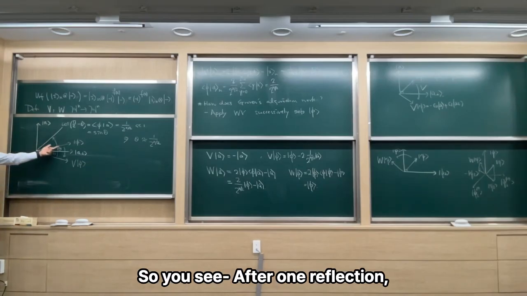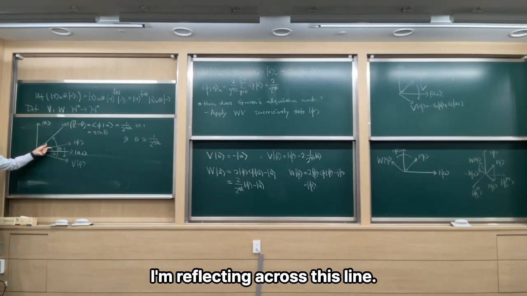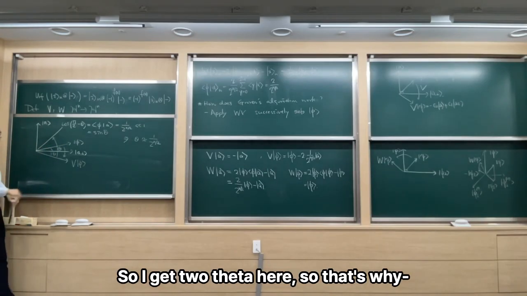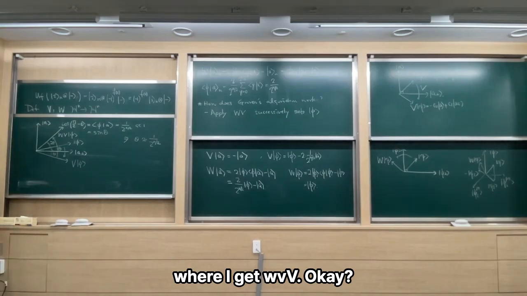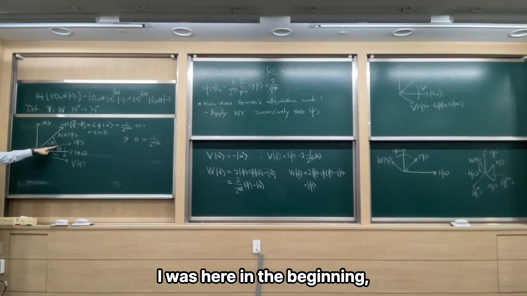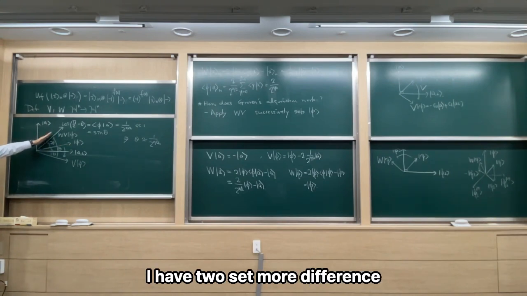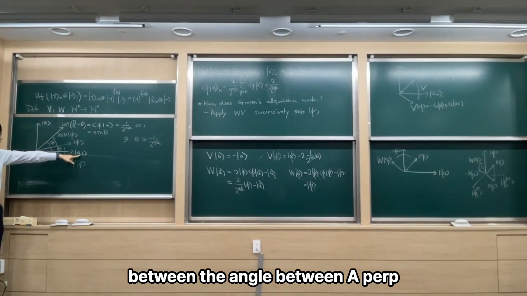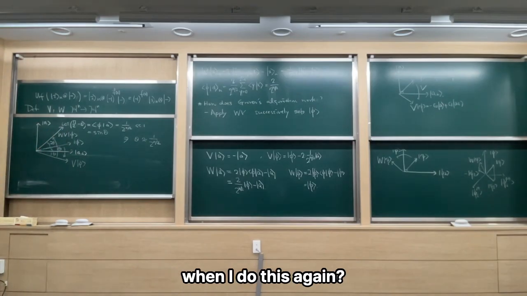After one reflection, I now have a 2 theta angle difference. But with these 2 theta, I'm reflecting across this line, so I get 2 theta here. That's where I get WV phi. I was here in the beginning, and when I apply WV, I have 2 theta more difference between the angle between A perp and our new quantum state. So what happens when I do this again?